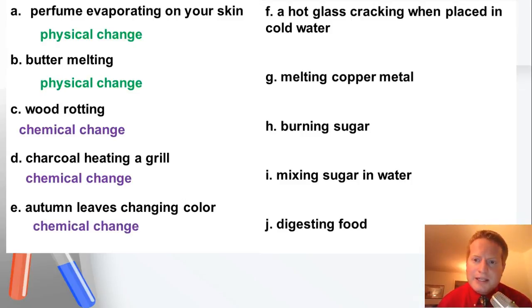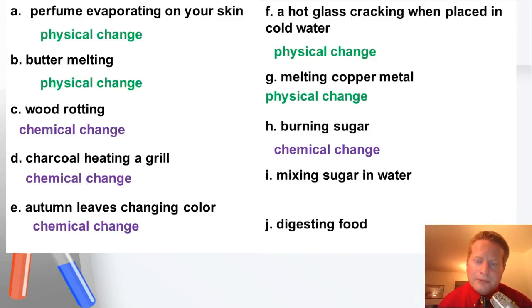A hot glass cracking when placed in cold water. You're still left with the same glass that you started out with. It was a glass in the beginning and it's a glass now. So that's only a physical change. Melting copper metal. Still copper metal, right? We started with copper metal, we ended with copper metal. It's a physical change. Burning sugar. You can't unburn the sugar. So that's a chemical change.